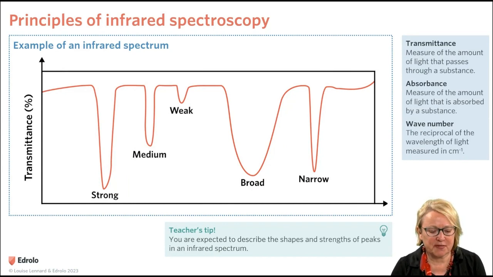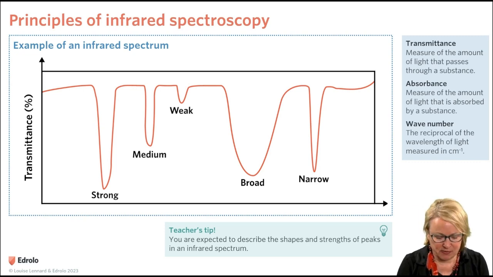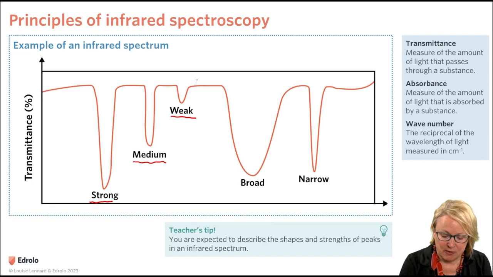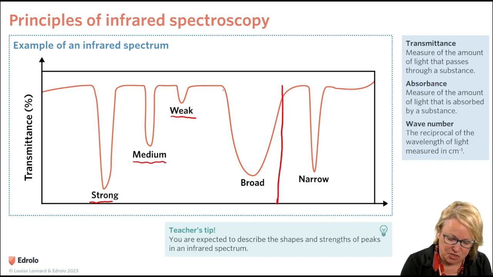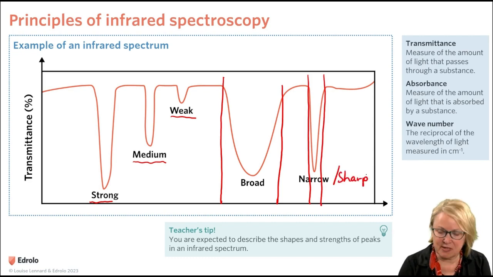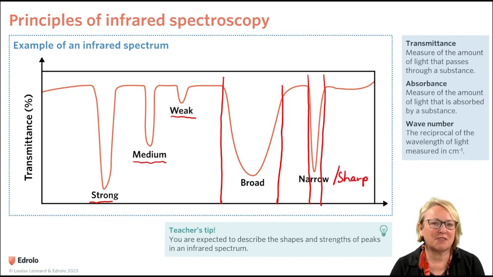Continuing with the principles of infrared spectroscopy, here's an example of an infrared spectrum. The sorts of things you need to be able to explain use the terms strong, which means very vertical; medium, about halfway; weak, which is close to the top; broad, which is a large wave number range; and narrow or sharp, which is a reduced wave number range. They're the sorts of terms you need to describe the patterns that you see at particular wave numbers.